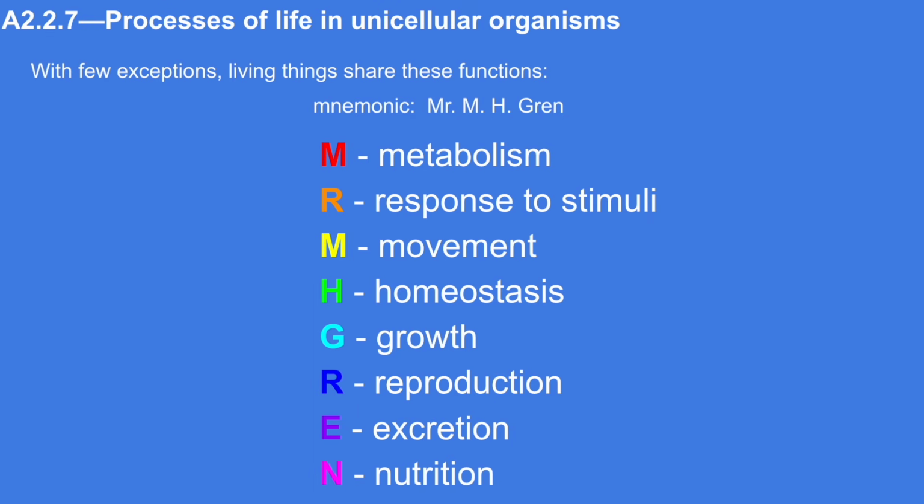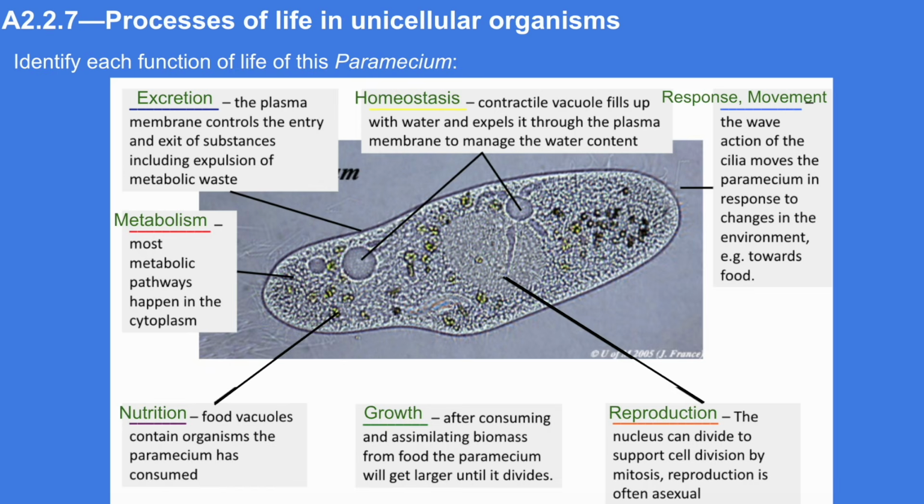All right, you need to memorize that these are the 8 functions of life, meaning that all living things do all 8 of these things. The mnemonic is Mr. M.H. Gren, and this does get asked pretty frequently on the IB exam. So make sure you have all of these memorized.